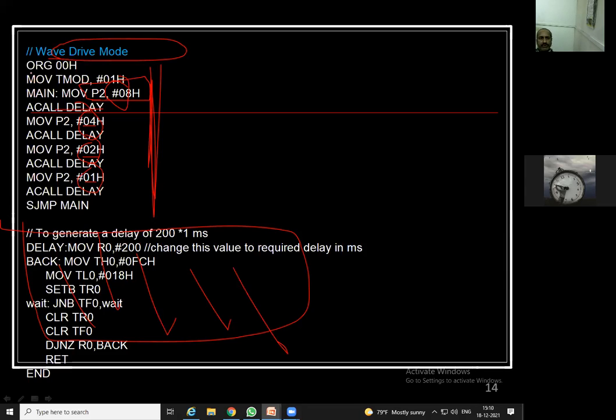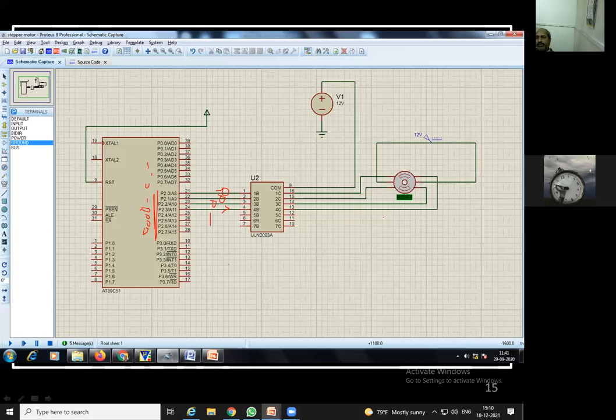So first you are supposed to initialize this TMOD register, and after that you are supposed to load P2, so that whatever is shown here, this stepper motor is going to rotate in this direction slowly, 1, 2, 3, 4, like that. In 90 degrees it is going to work in 4 steps. How it actually works, we will see in the demo afterwards, but here you are supposed to check out the connections.